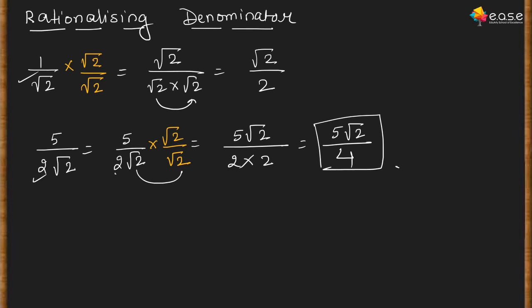Correct? Now as we go ahead, we come across examples which are like 1 by 2 minus root 6. Here we have to rationalize the denominator.